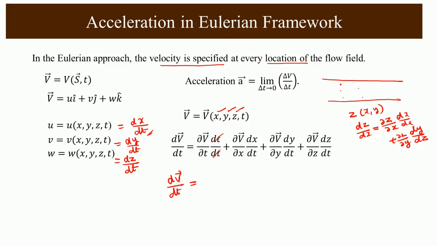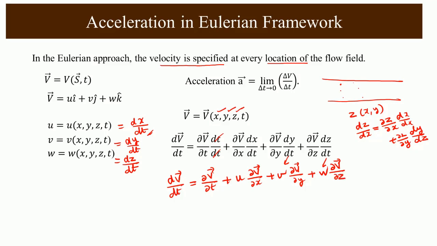I can write this as equal to ∂v/∂t plus, instead of this I can write u, so u into ∂v/∂x plus, here this one I can write as v because dy/dt is v, so v ∂v/∂y plus, here this is w, correct, this is w, so I can write this as w ∂v/∂z. Okay, so let us see how we do it further.